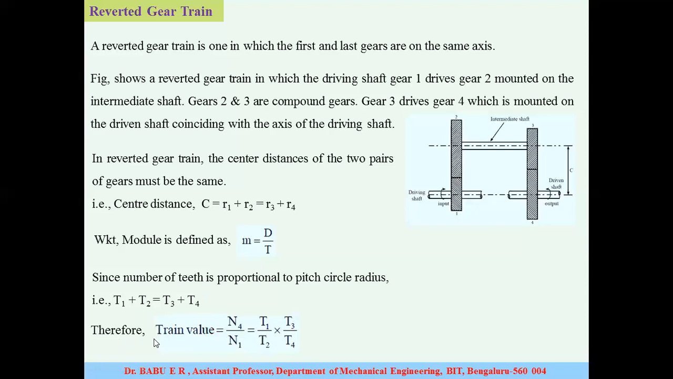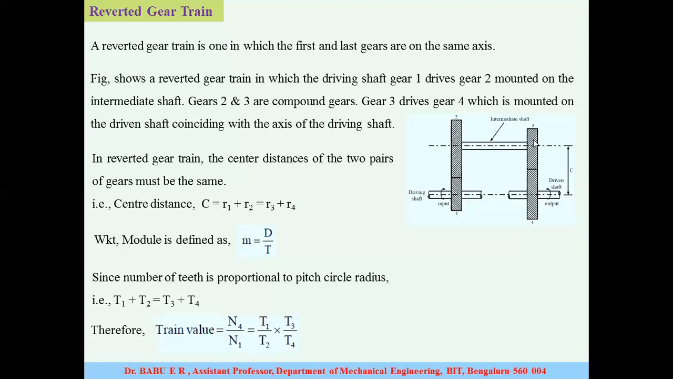Now we have to write down the velocity ratio or train value. If you write the velocity ratio, generally this is the driving gear, and this drives this. Again, 2 and 3 are mounted on the same shaft, and 3 drives 4. So the velocity ratio we can write as N1 by N2 into N3 by N4. So N2 and N3.